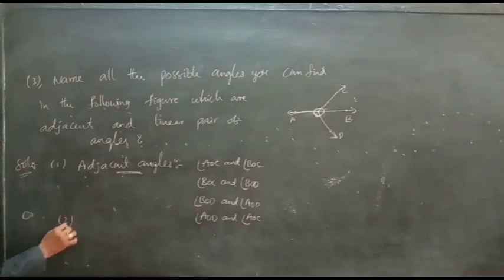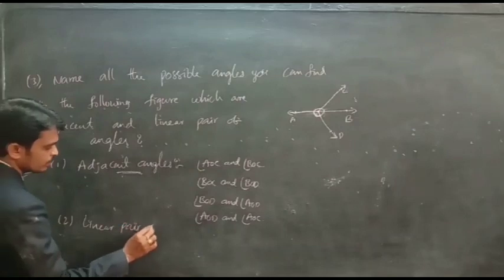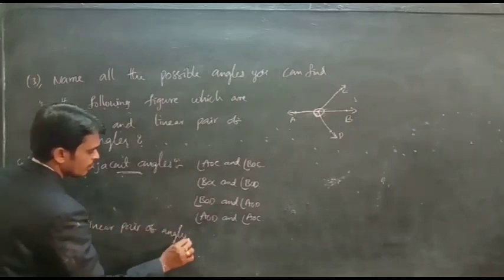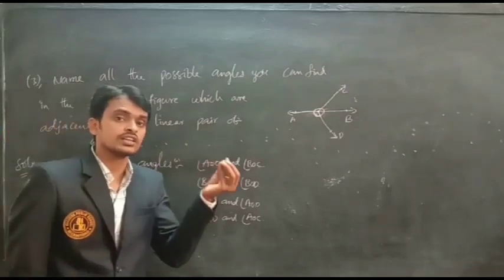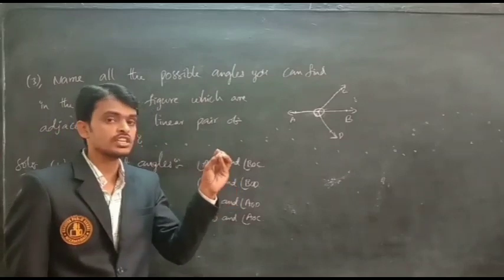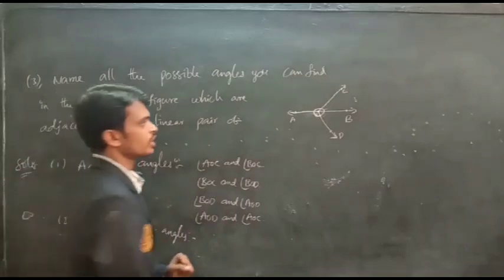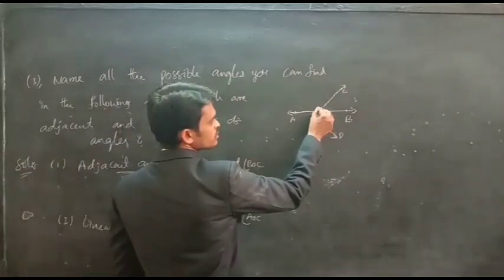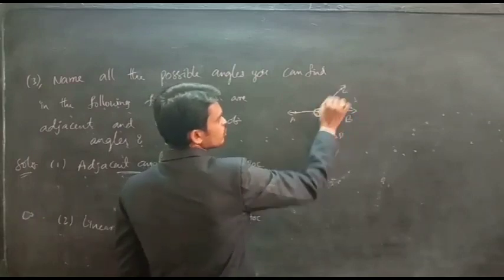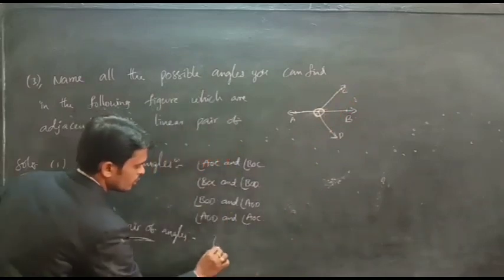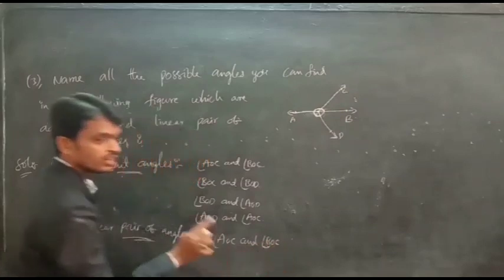Next, the second one, linear pair of angles. We have to identify the linear pairs. A linear pair is when two adjacent angles have a sum equal to 180 degrees, then the angles are said to be a linear pair of angles. Look here, these two adjacent angles, is the sum equal to 180 or what? Yes. Then AOC and BOC are linear pair of angles.